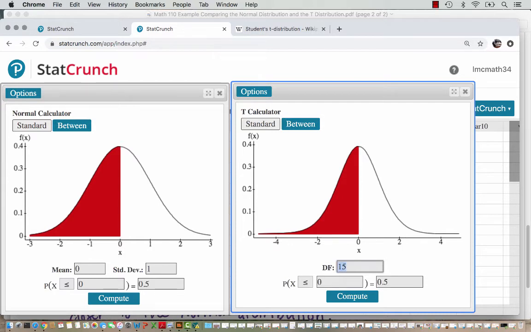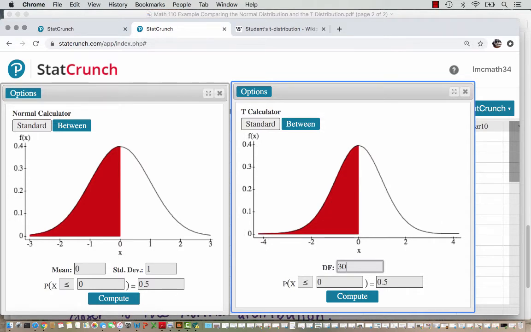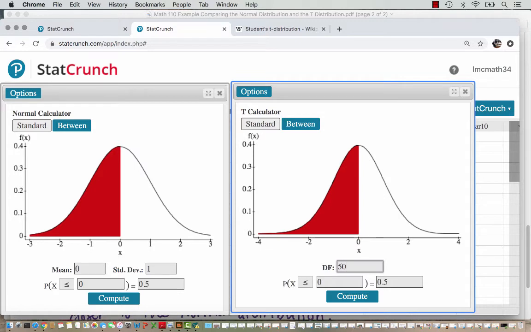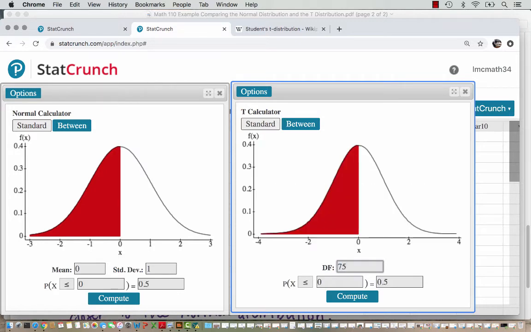and then we're going to go to 20 degrees of freedom. We see the T calculator getting a little bit wider, and then let's go to 30, looking more and more like the normal distribution, then 50, then 75, and we see as we increase the degrees of freedom, that means the sample size is getting bigger. The T calculator shape gets closer and closer to the normal calculator.